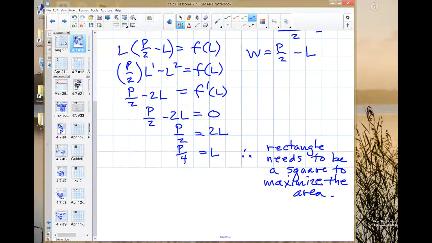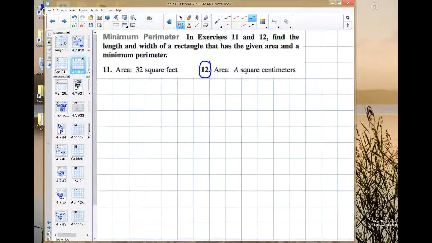All right, let's go on to number 12. Next example. So this time, we're given an area and we're supposed to minimize the perimeter. So it's kind of the opposite of what we just did. Before, we were given the perimeter and we had to maximize the area. This time we're given an area and we have to minimize the perimeter.